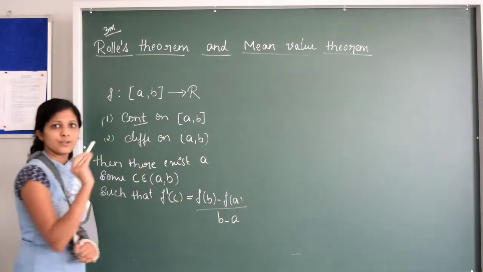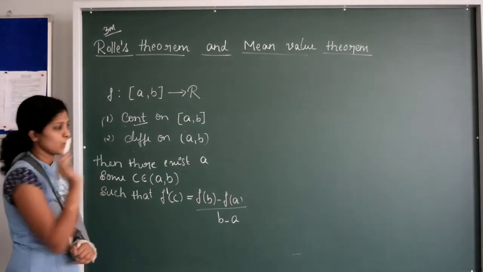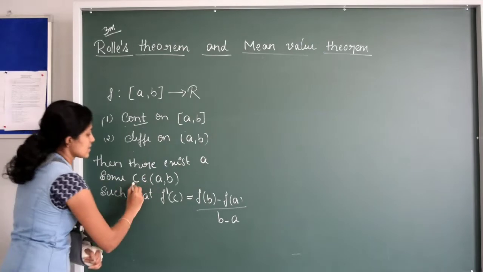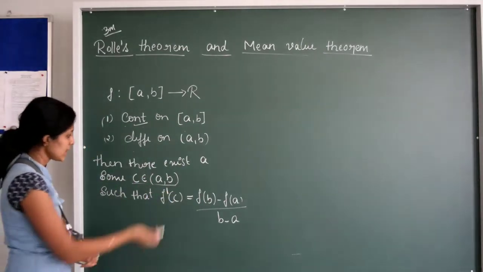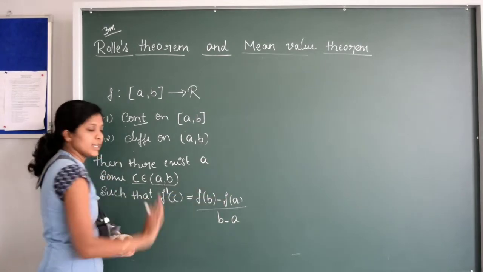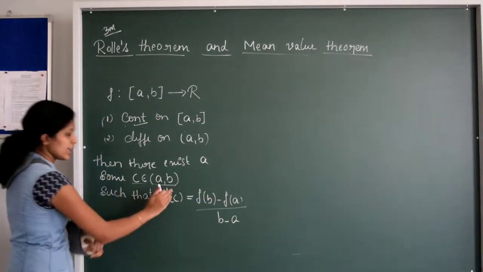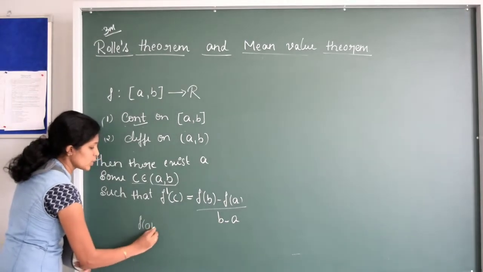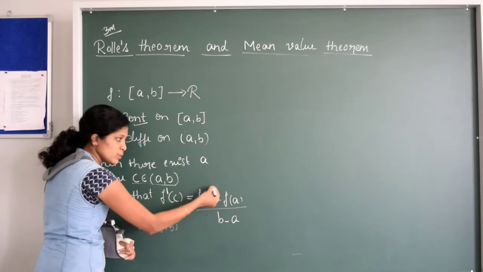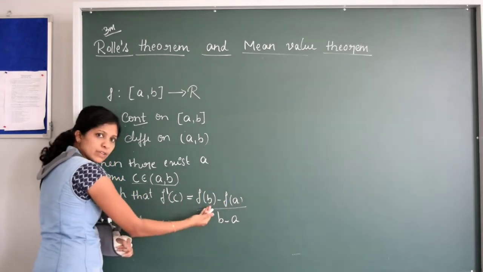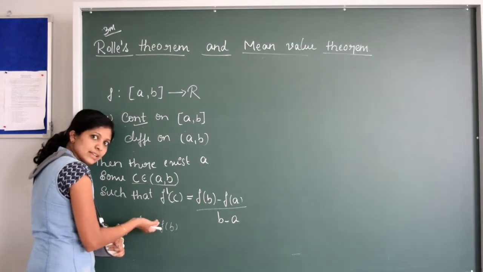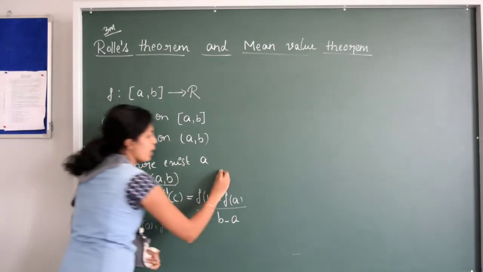Is it clear? The function should be continuous on the closed interval a comma b and differentiable on the open interval a comma b. Then there is some c belonging to the open interval a comma b such that f dash of c is equal to f of b minus f of a divided by b minus a. Here, if f of a is equal to f of b, what happens? f of a equal to f of b means the numerator will be 0, so f dash of c will be equal to 0. Is it clear? If the value of f of a is equal to f of b, that shows Rolle's theorem.